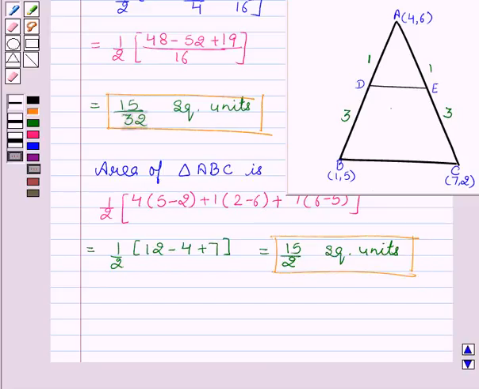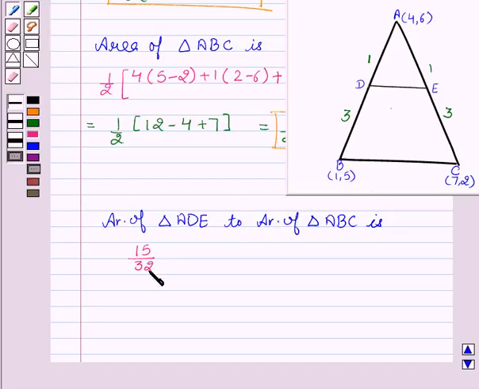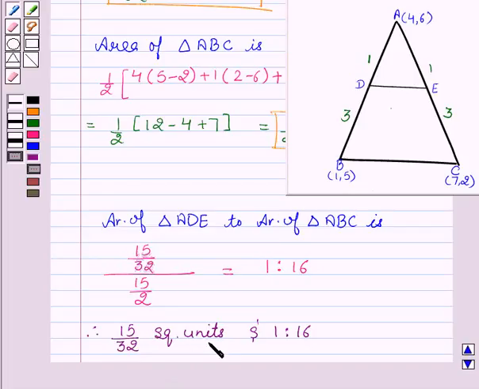Now we have to compare the area of the triangle ADE to the area of the triangle ABC. So the ratio of the area of triangle ADE to the area of triangle ABC is 15 upon 32 upon 15 upon 2. So this is equal to 1 is to 16. Therefore, the area of the triangle ADE is 15 upon 32 square units, and the ratio of the area of the triangle ADE to the area of the triangle ABC is 1 is to 16.